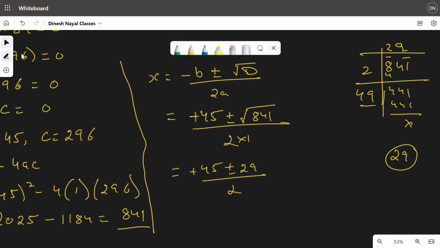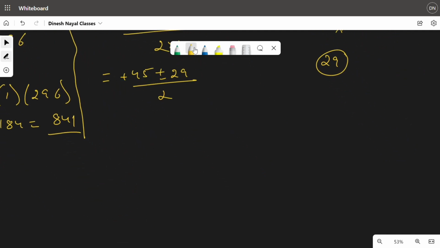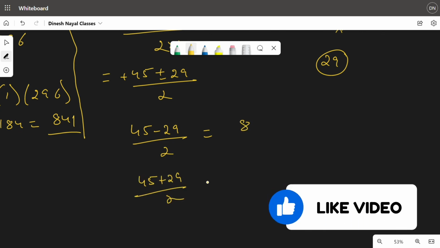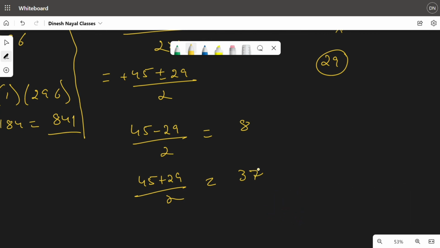So now finding the roots. First of all, 45 minus 29 by 2. So 45 minus 29 is 16, 16 by 2 equals 8. And again 45 plus 29 by 2, this will be 37. So we have two roots, 8 and 37.